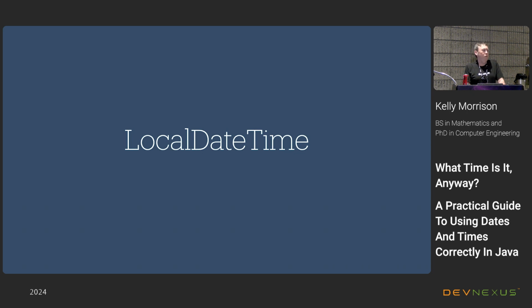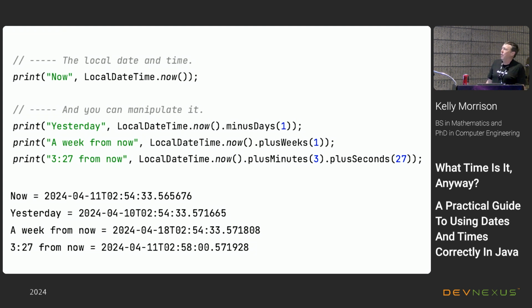Then there's LocalDateTime. This one basically smashes the two together. It's a date and a time. And again, it's pretty much what you expect. LocalDateTime.now gives you the current date time. Again, you can add and subtract days, weeks, months, seconds, minutes, whatever. And if you look at how it prints it out, you'll see it looks a little interesting. This is an ISO 8601 format.